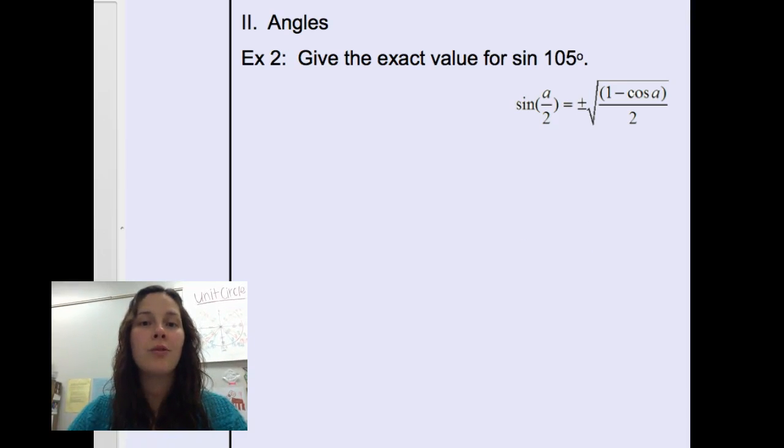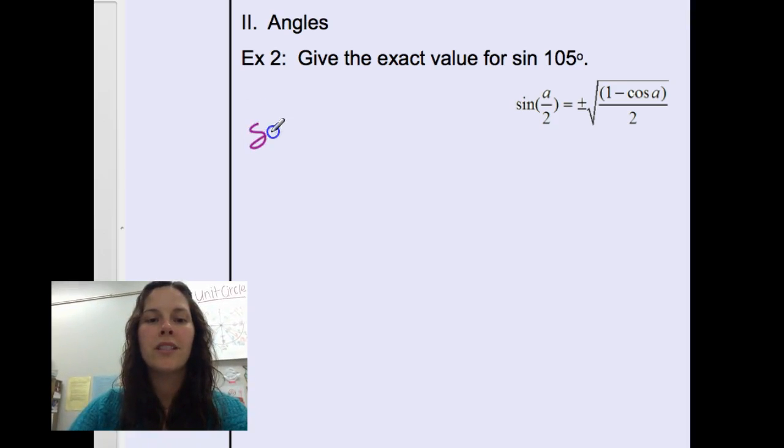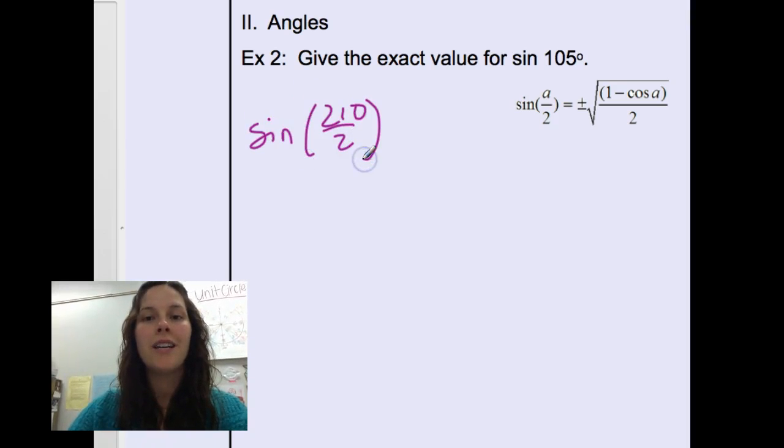Next, we're going to look how to evaluate non-unit circle values exactly using our half angle formulas. So what we want to think about is that 105 is exactly half of 210. So we're looking for sine of 210, which is a unit circle value, divided by 2. Instead of doing plus or minus on this one, because we know which quadrant we're in, 105 degrees lands in the second quadrant and sine is positive. So I'm going to use the positive root of 1 minus cosine of 210 degrees all over 2.